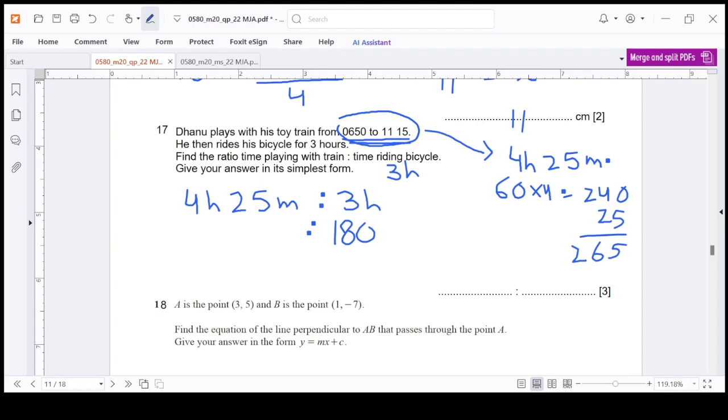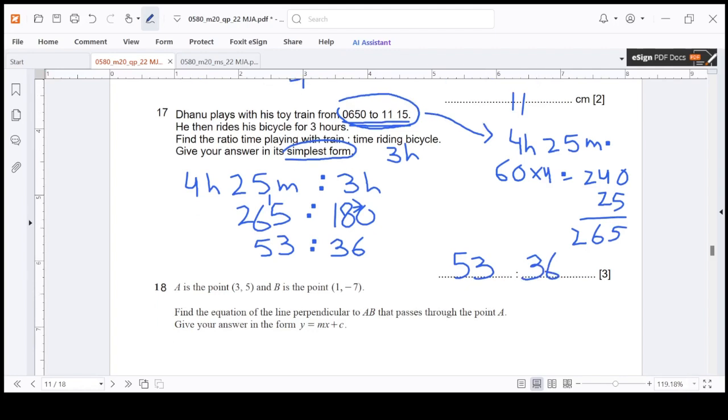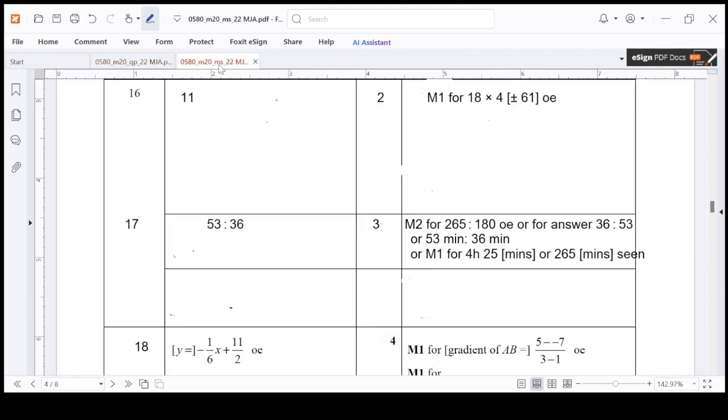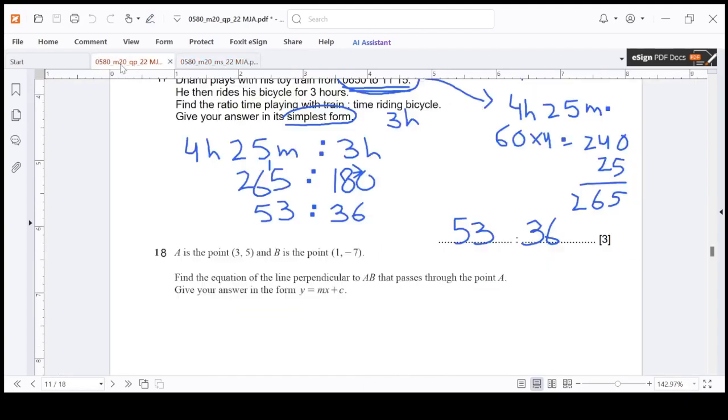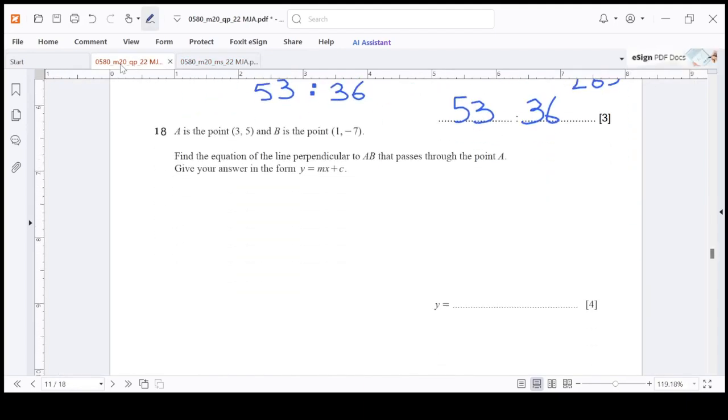So 265 ratio 180. This is not the answer in simplest form. They need the answer in simplest form. So we can cancel both sides with 5. So this becomes 53, and when we cancel this, we get 36. So this would be 53 ratio 36. 53 ratio 36 is the correct answer.